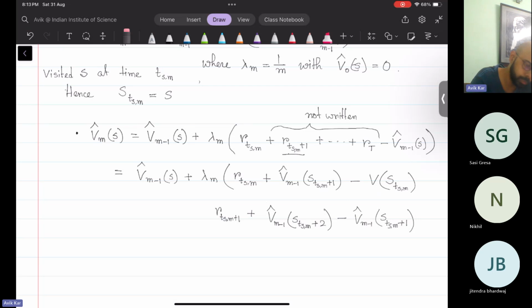So let us erase all this. And then we keep on writing. Last step is R_T plus V hat n minus 1 of S_T is, capital T plus 1, minus V hat n minus 1 of S_T is capital T.